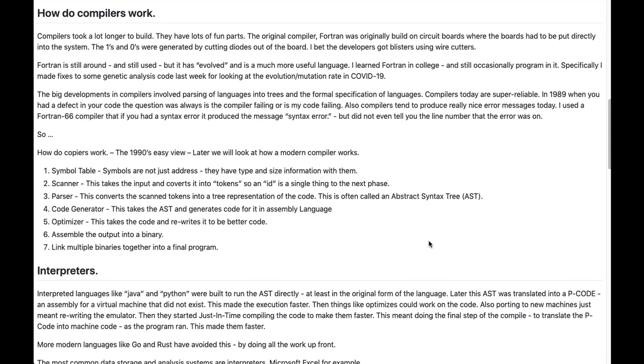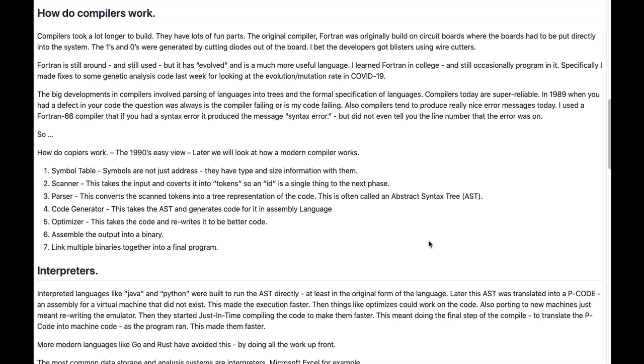So how do compilers work? Compilers took a lot longer to build. They have lots of fun parts. And, if you had to look at something in the land of computer software that uses everything we do in computer science, I think you'd look at compilers. There's just that many fun parts.